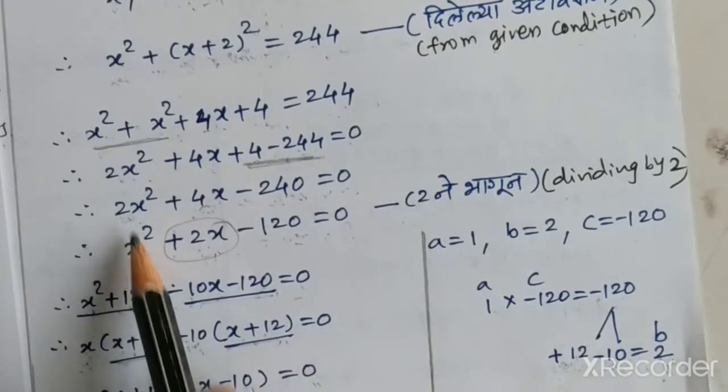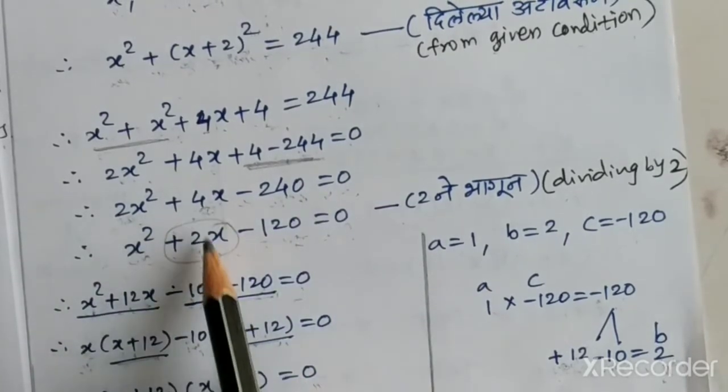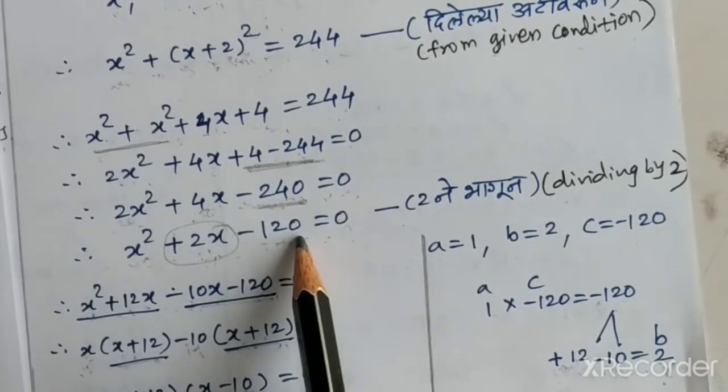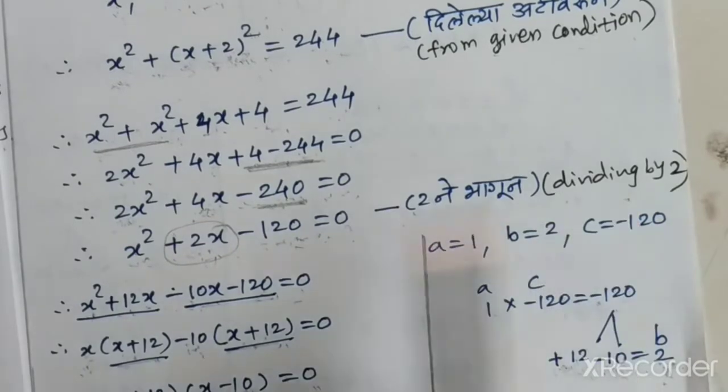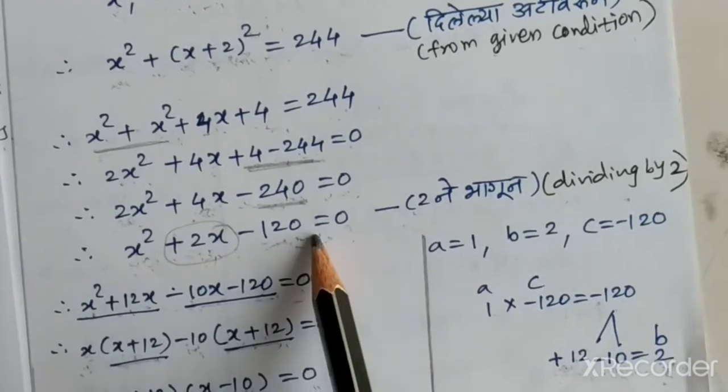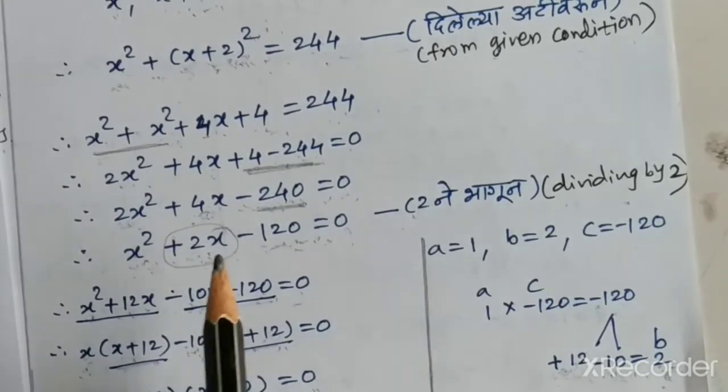So dividing by 2, we get x square here, dividing by 2 gives 2x, and dividing 240 by 2 is 120. So by dividing by 2 we get x square plus 2x minus 120 is equal to 0. This is the quadratic equation in general form, meaning standard form.